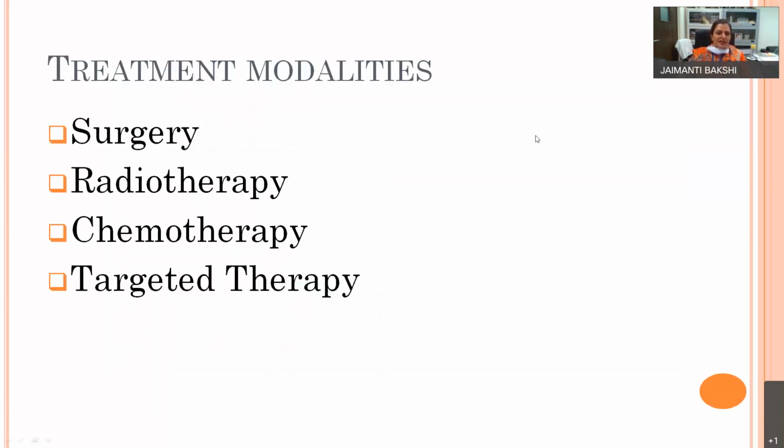So what are the treatment modalities for oropharyngeal cancers? Once we have made the diagnosis of oropharyngeal cancer, we have to stage the disease before planning treatment, and treatment planning has to be done according to the disease stage. The modalities are surgery, radiotherapy, chemotherapy, and targeted therapy.